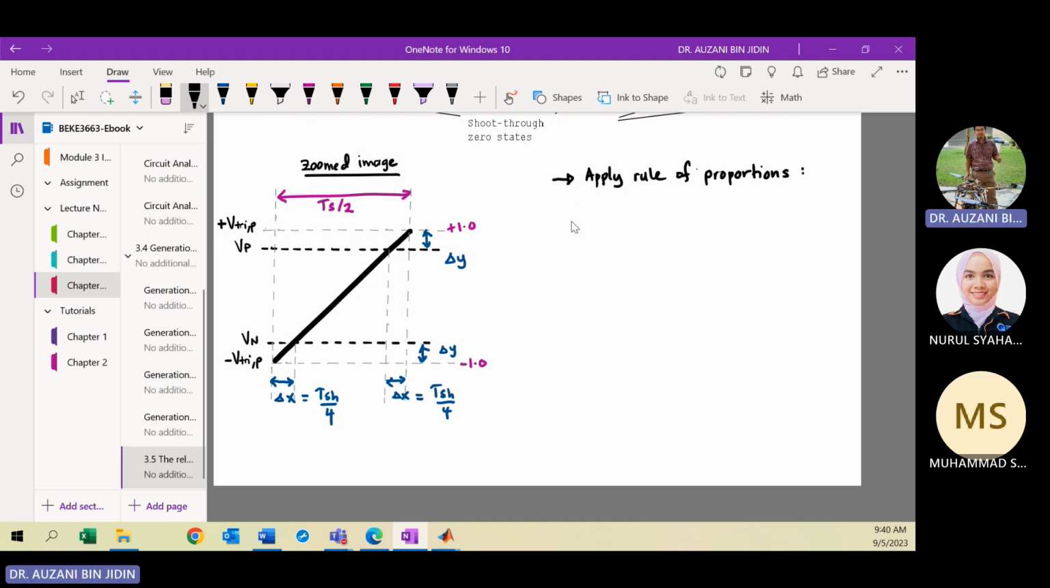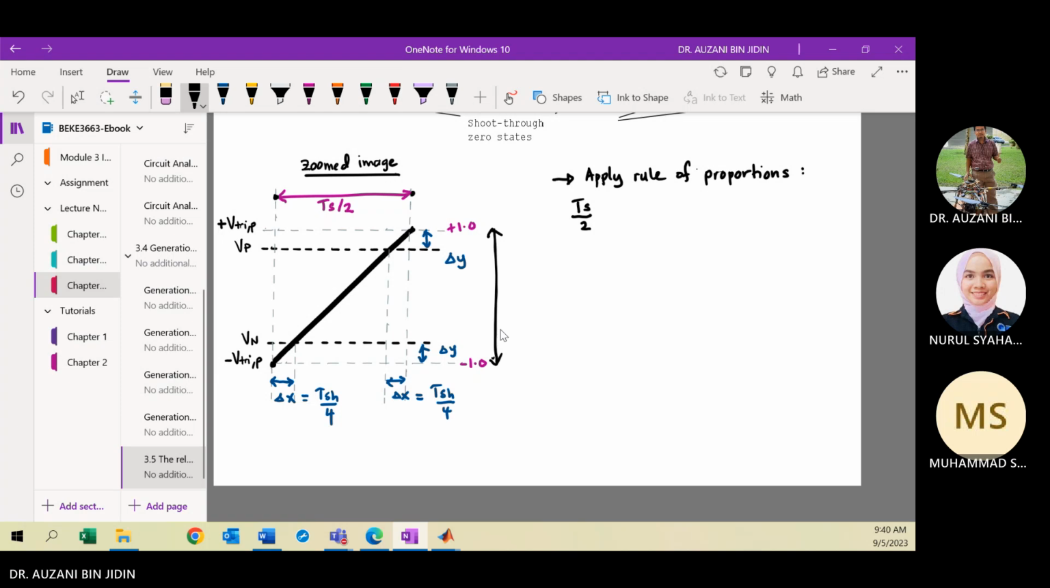So from here you can relate half of the sampling period, TS divided by 2, with the y value, the change of y. So for the maximum variation from minimum here to maximum here, the change of x is TS divided by 2. So how about the change of y here? You akan dapat ni tu tak? For TS divided by 2, dia relate dengan this gap.